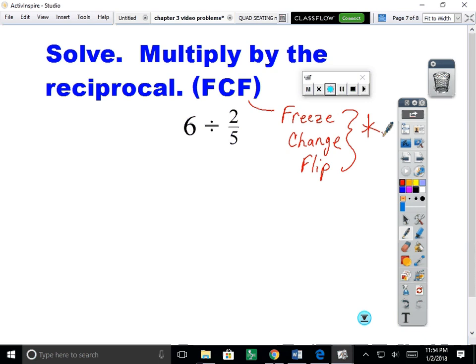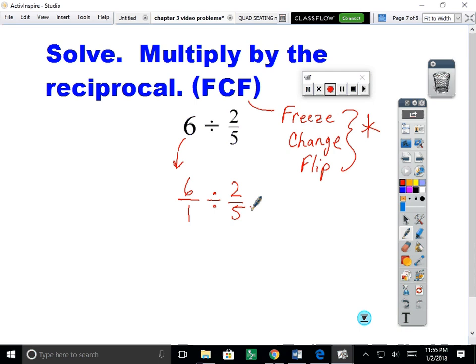So if you need a shortcut, another way of thinking of this, freeze, change, flip might be the way to go. So what we want to do is take this, and instead of modeling this time, we want to turn this 6 into a fraction. Well, I hope you remember that all whole numbers could be written over 1. That's the same as 6 whole, right? 6 whole candy bars or 6 whole pizzas or whatever they may be. And I still want to write down I'm dividing by 2/5.